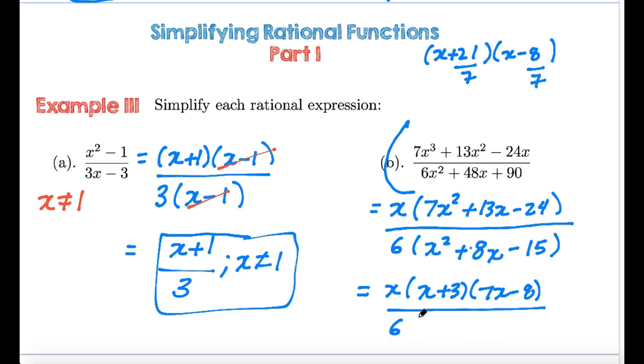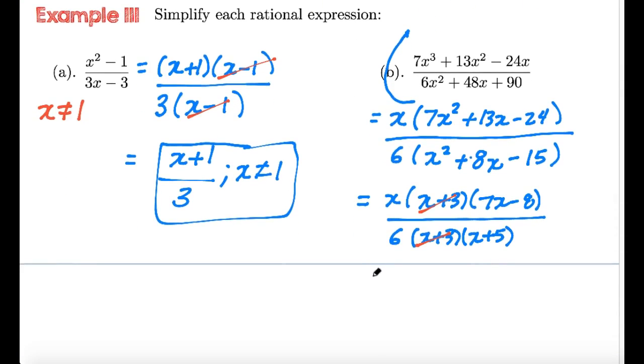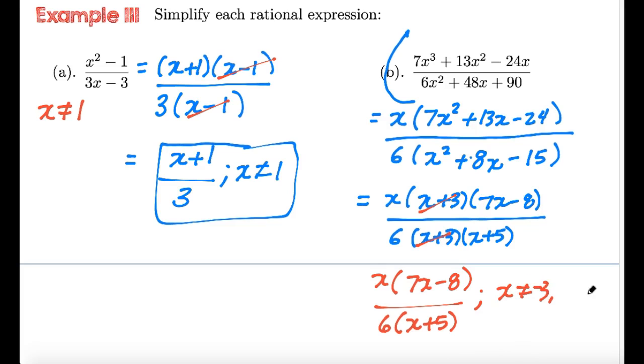The denominator factors into being, I get x plus 3 times x plus 5 when I simplify that out. And so the plus 3 and the plus 3 cancel, okay? And we're going to be left with x times 7x minus 8 over 6 times x plus 5. Okay? And we know that here x cannot be negative 3 and x cannot be negative 5. Okay? And there's your final answer.